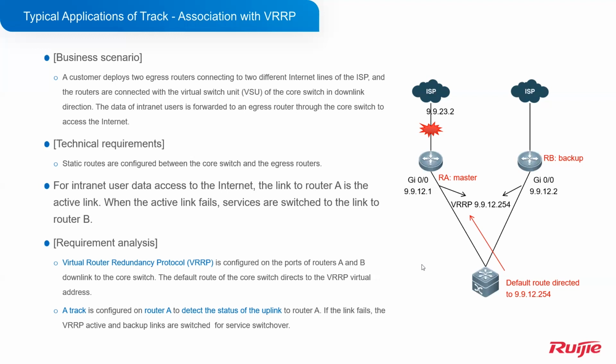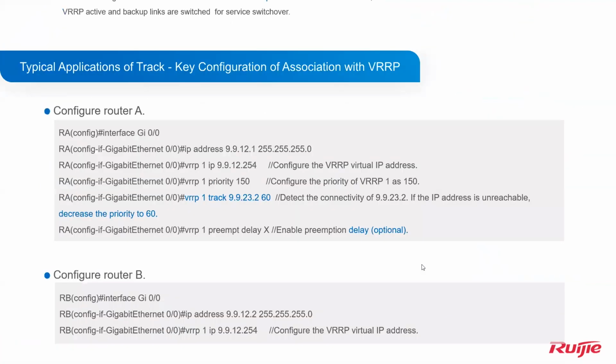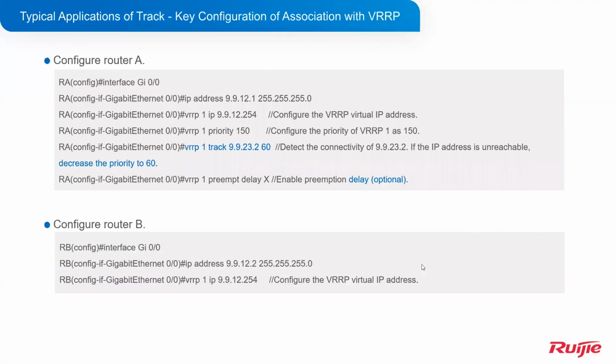So let's see. VRRP is configured on the ports of router A and B's downlink to the core switch. The default route of the core switch directs to the VRRP virtual address, and a track is configured on router A to detect the status of the uplink to router A. And once the link is faulty, the traffic should actively switch to the backup link, which is router B.